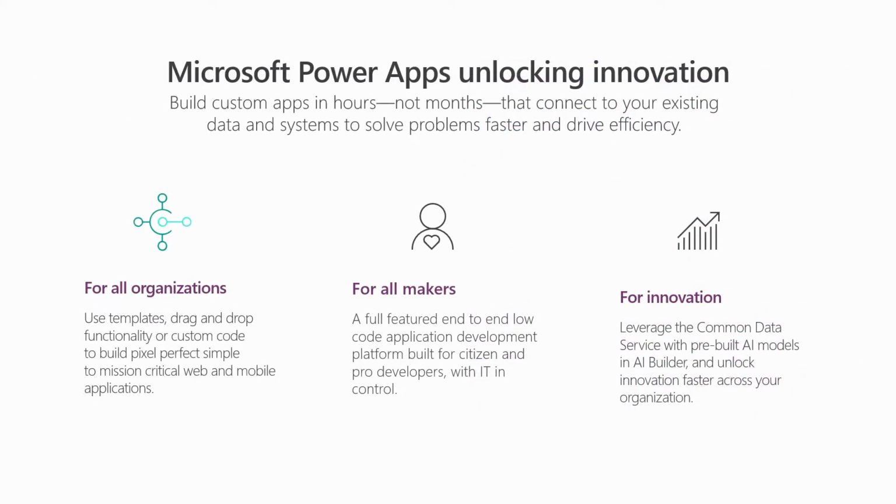One of the main benefits of Power Apps is that you can build custom applications in hours, not in months, and they can connect to your existing data and systems to solve problems faster and drive efficiency. You can use templates and drag and drop functionality, or you can have custom code to build pixel-perfect, simple, mission-critical web and mobile applications. And this is for all users. It's a fully featured end-to-end low-code application development platform, and this can be done for citizens and pro developers, all with IT control. And you can leverage the common data model with pre-built AI models in AI Builder and unlock innovation faster across your organization.